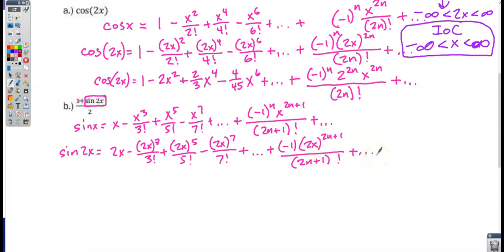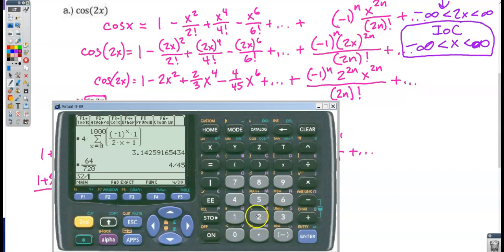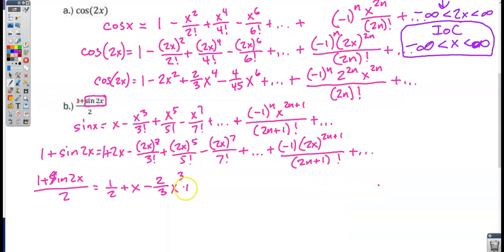Then I'm going to add 1 to this, which really just means I'm going to add 1 on the front end. I'm not even going to bother rewriting all that. I'm just going to go ahead and put that 1 in front. And then to get 1 plus sine of 2x over 2, I'm going to take that series and divide everything by 2. So this is going to be 1/2 plus x minus, let's see, 8 over 6 divided by 2, that's 8 over 12, so that's going to be 2/3 x cubed. And this is 32 over 120, 32 over 240. That's 2/15.